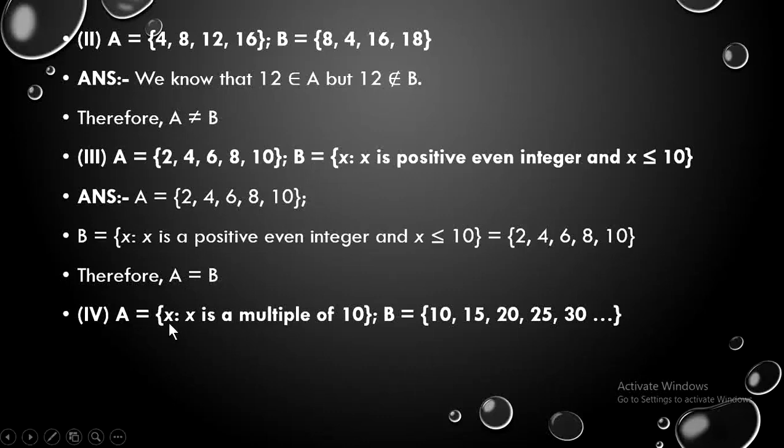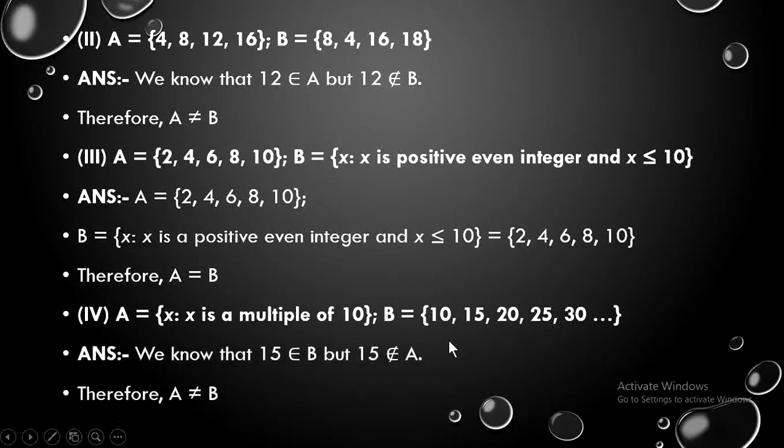In next one, A says that x is such that x is a multiple of 10. Now over here B consists of 10, 15, 20, 25. Now over here 10, 20, 30 is a multiple of 10, but 15, 25, those are not multiples of 10. So over here A will not be equal to B because they don't have same elements.